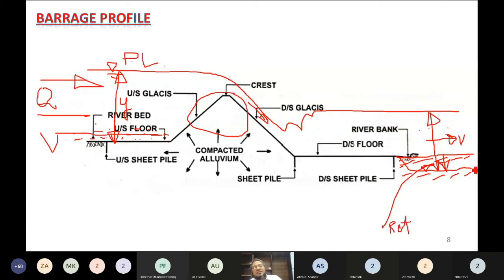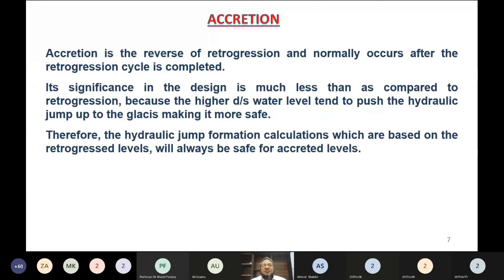Now, the sediments deposited on the left side, on the upstream side of the weir, will be transported here and will be deposited here. And this process is accretion. Accretion means recovery of the retrogressed riverbed level. That is accretion. And now I think you understood why accretion takes place, why the accretion cycle starts.